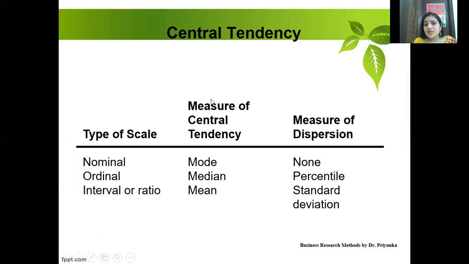Then this says how much your data is in the center, and measure of dispersion tells you how much your data is spread, right? For nominal data, there is no measure of dispersion available. Then for ordinal data, percentiles are available, and for interval scale data, you can go with standard deviations.